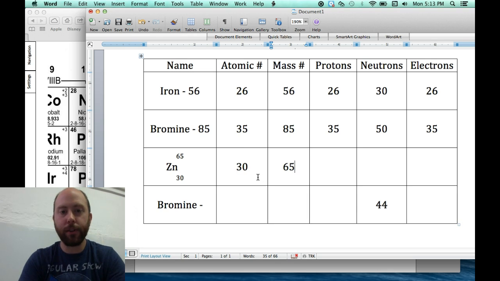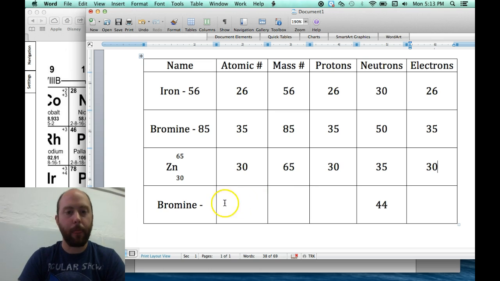Atomic number is 30, therefore protons are 30. Find neutrons, I'll do 65, mass number, minus the atomic number 30. 65 minus 30 is 35. Since the protons are 30 and it's a neutral atom, then the electrons are also 30.